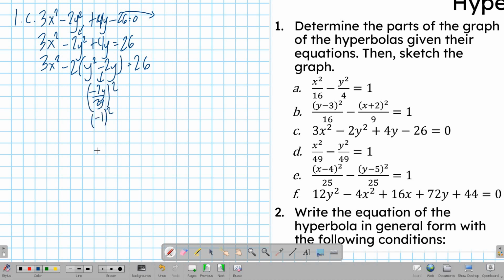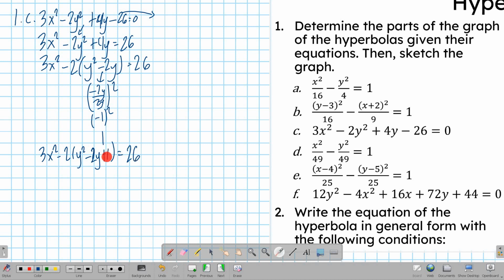That's negative 1 squared, which gives us 1. Therefore, I'm going to have 3x squared minus 2 times y squared minus 2y plus 1 is equal to 26. And now that we added something in the left side, we also add something on the right side, but it's not 1 immediately.